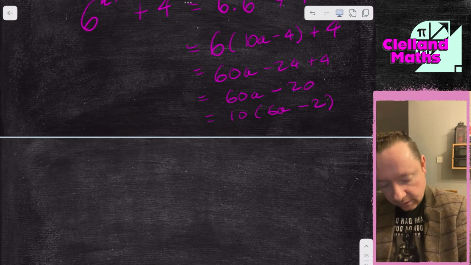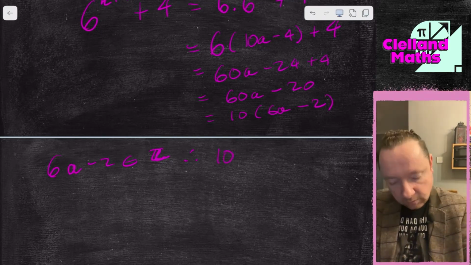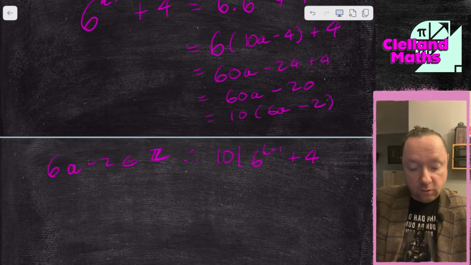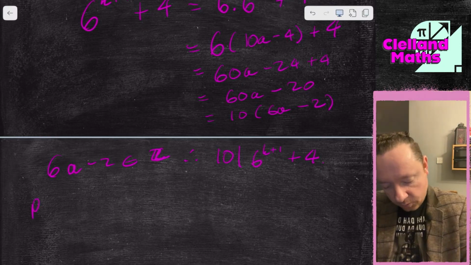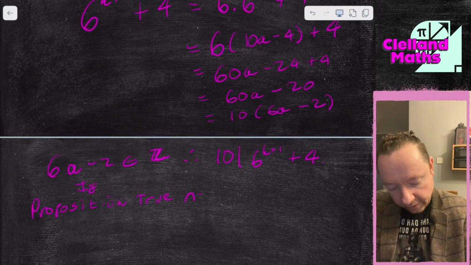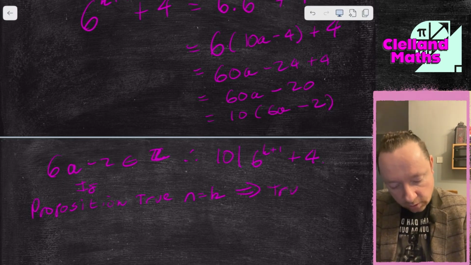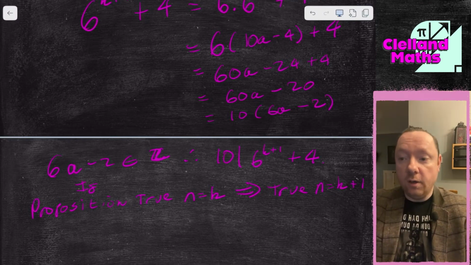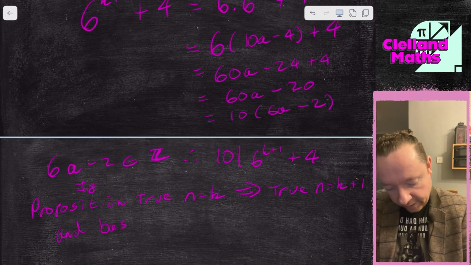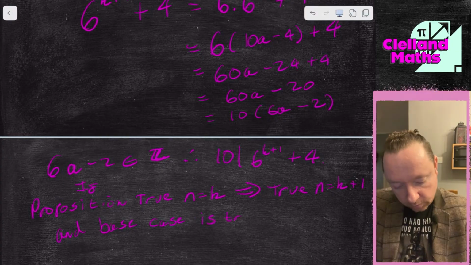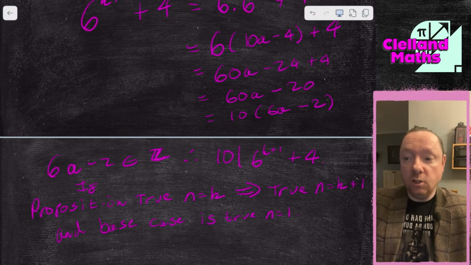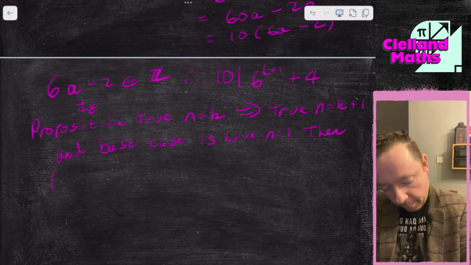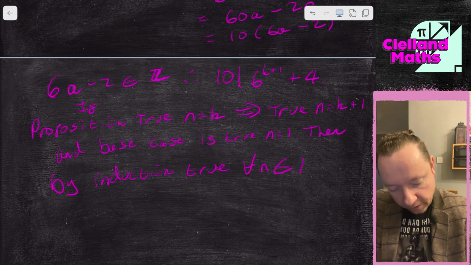a was an integer, so that means that 6a minus 2 is also an integer, and therefore 10 divides 6 to the k plus 1 plus 4. So we've now proved it because we've got 10 times an integer. So that means we can just say: if the proposition is true for n equal to k, it implies it's true for n equal to k plus 1. You can write the word implies if you want. And the base case is true for n equal to 1. Then by induction, it's true for all n, a member of the natural numbers.